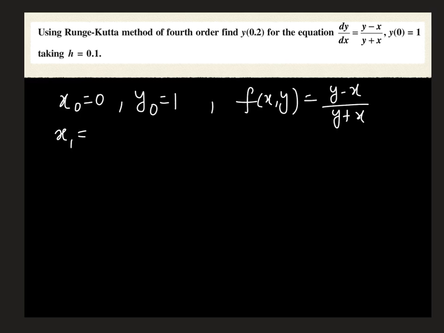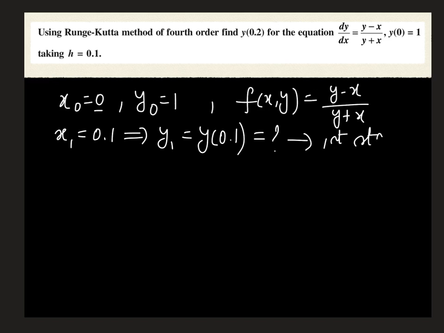First, x1 is x0 plus h, which is 0.1. So y1 is y of 0.1. This is not directly required. Finally we require y of 0.2, and for that we have to calculate this also. So this is the first stage problem. Finding y1 is the first stage.